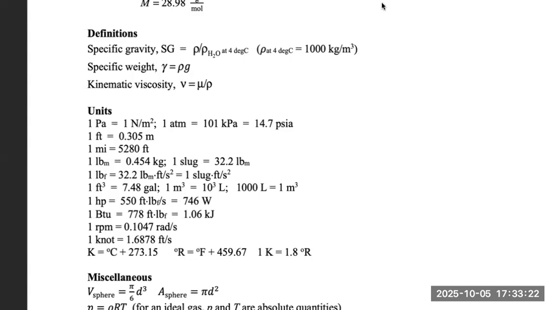So here's the definition of specific gravity. It is the density of the material over the density of water at 4 degrees Celsius. And the density of water at 4 degrees Celsius is 1,000 kilograms per meter cubed.